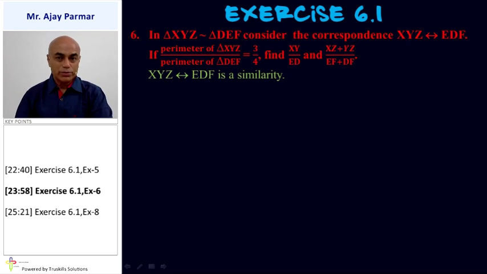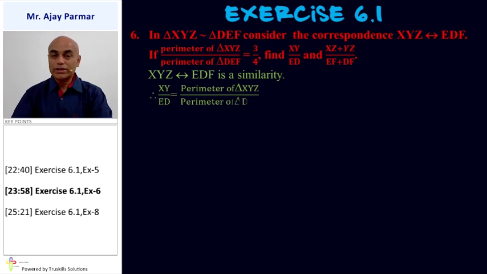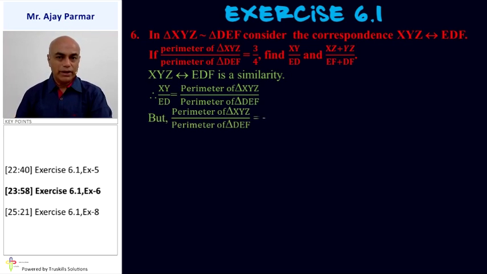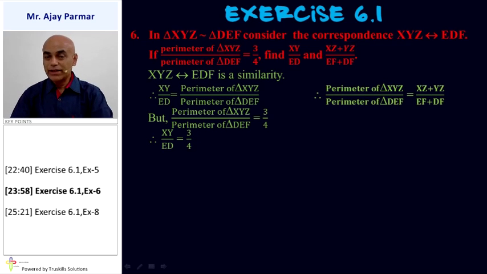We are given that this correspondence is a similarity, and therefore XY upon ED will be the same as perimeter of XYZ upon perimeter of triangle DEF. But we know that perimeter of triangle XYZ upon perimeter of triangle DEF is 3 upon 4. That means XY upon ED will be 3 upon 4. Similarly, we know that perimeter of triangle XYZ upon perimeter of triangle DEF will be the same as XZ plus YZ upon EF plus DF. Therefore, XZ plus YZ upon EF plus DF is also 3 upon 4.